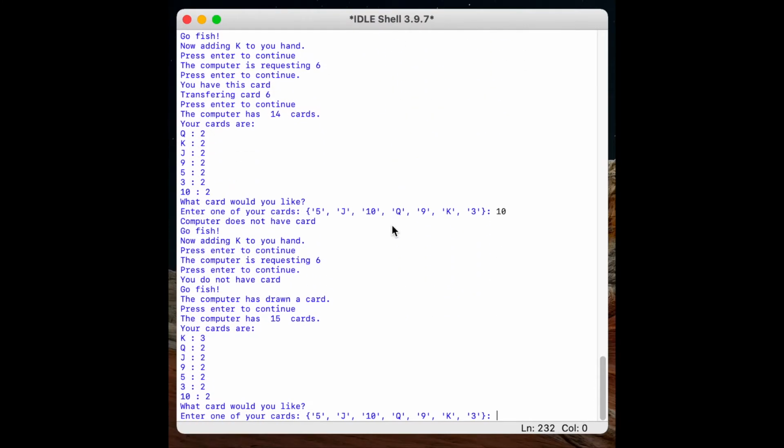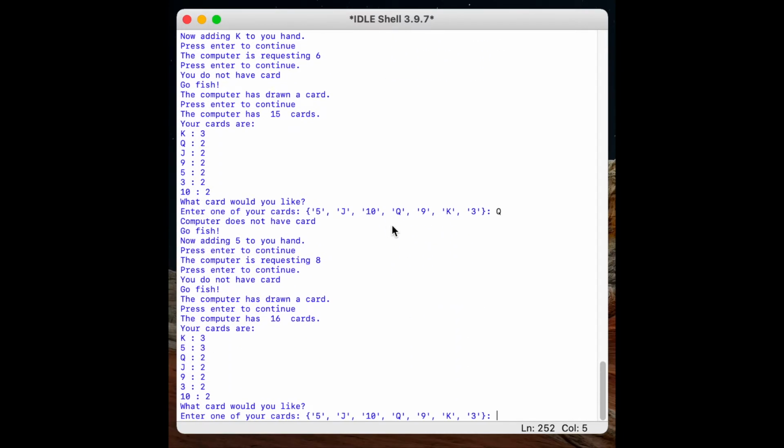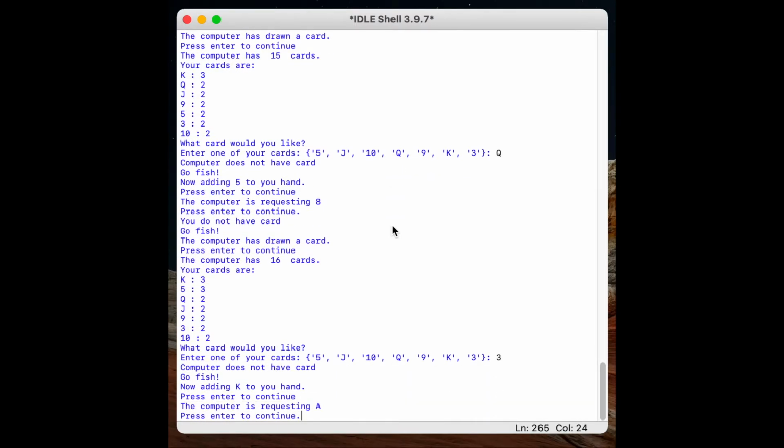So here's a period where we're just making requests back and forth and not getting them, but you can see that every time we go fish, we're reducing the deck. So the deck is losing cards, and eventually it will become empty.